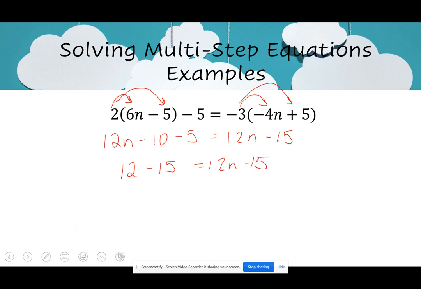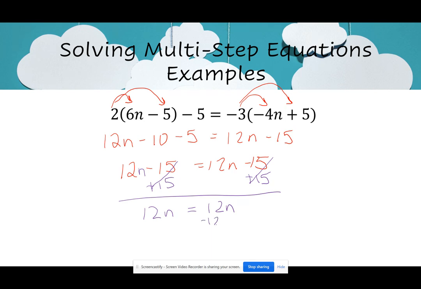I'm going to move my 15 to the right side. So I'm going to add 15. And wait, that cancels out. That's an n. So we get 12n equals 12n. And if we try to move them together, we're left with 0 equals 0. 0 always equals 0. If you didn't move this first, you could have been left with negative 15 equals negative 15, which is also a true statement. So our answer is infinite solutions.